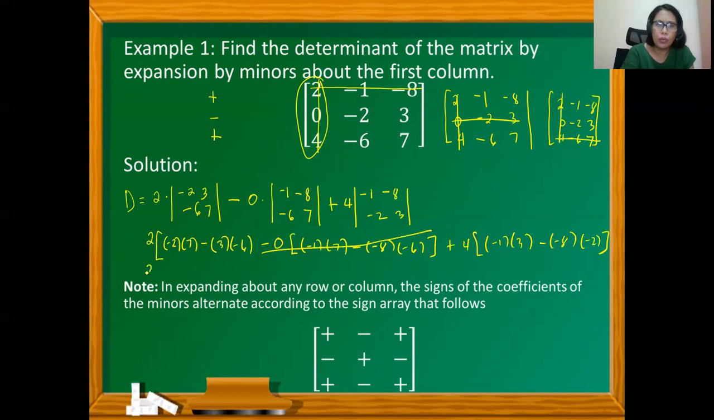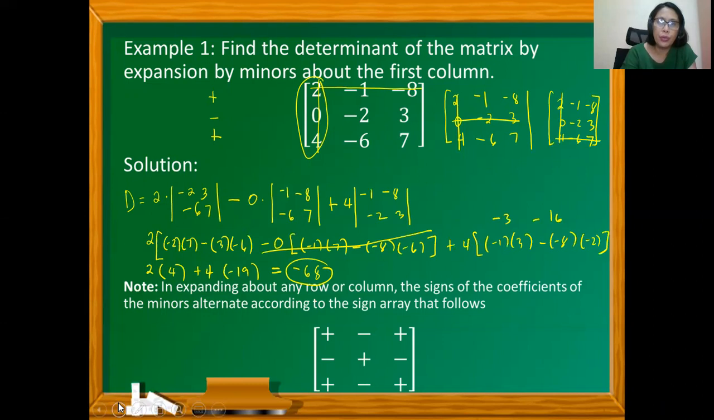And then this is equal to 2 times negative 14 plus 18. So this is 4. And then this is 0. So this is 4. So this is negative 3 minus 16. So this is negative 19. So 4 times negative 19. So what is 2 times 4 plus 4 times negative 19? So we have negative 68. So negative 68 as the value of D.